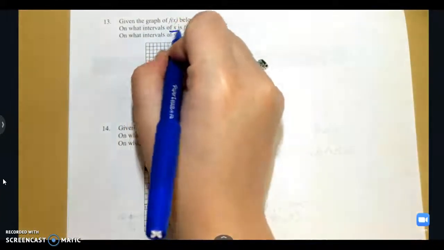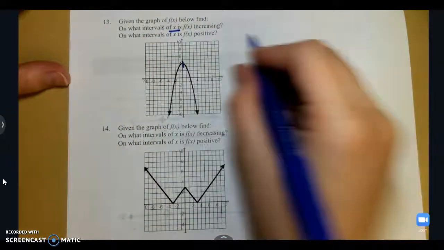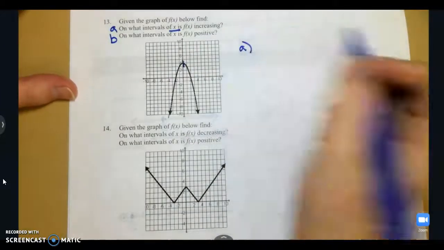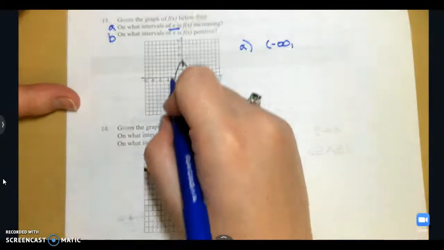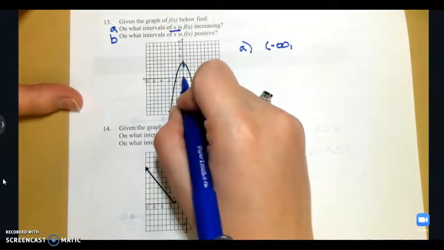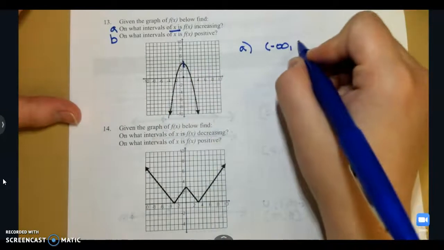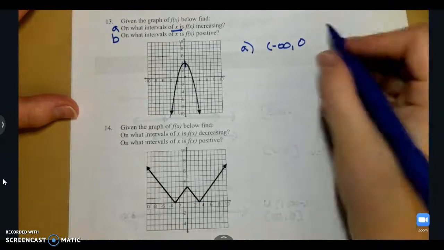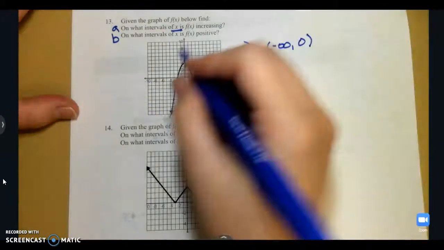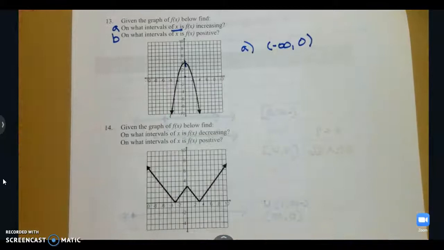So if I'm talking about the intervals of x where my graph is increasing, I'm going to label these A and B to make it easier to tell which one I'm talking about. So for A, I'm increasing from negative infinity with parentheses up to this point. My x value at that point is 0. That's the origin. Now here comes the real question. Am I going to use parentheses or brackets? And the answer is parentheses, because at that point my graph is switching from increasing to decreasing. So it is not increasing or decreasing there, it is switching. So that is going to be a parentheses.